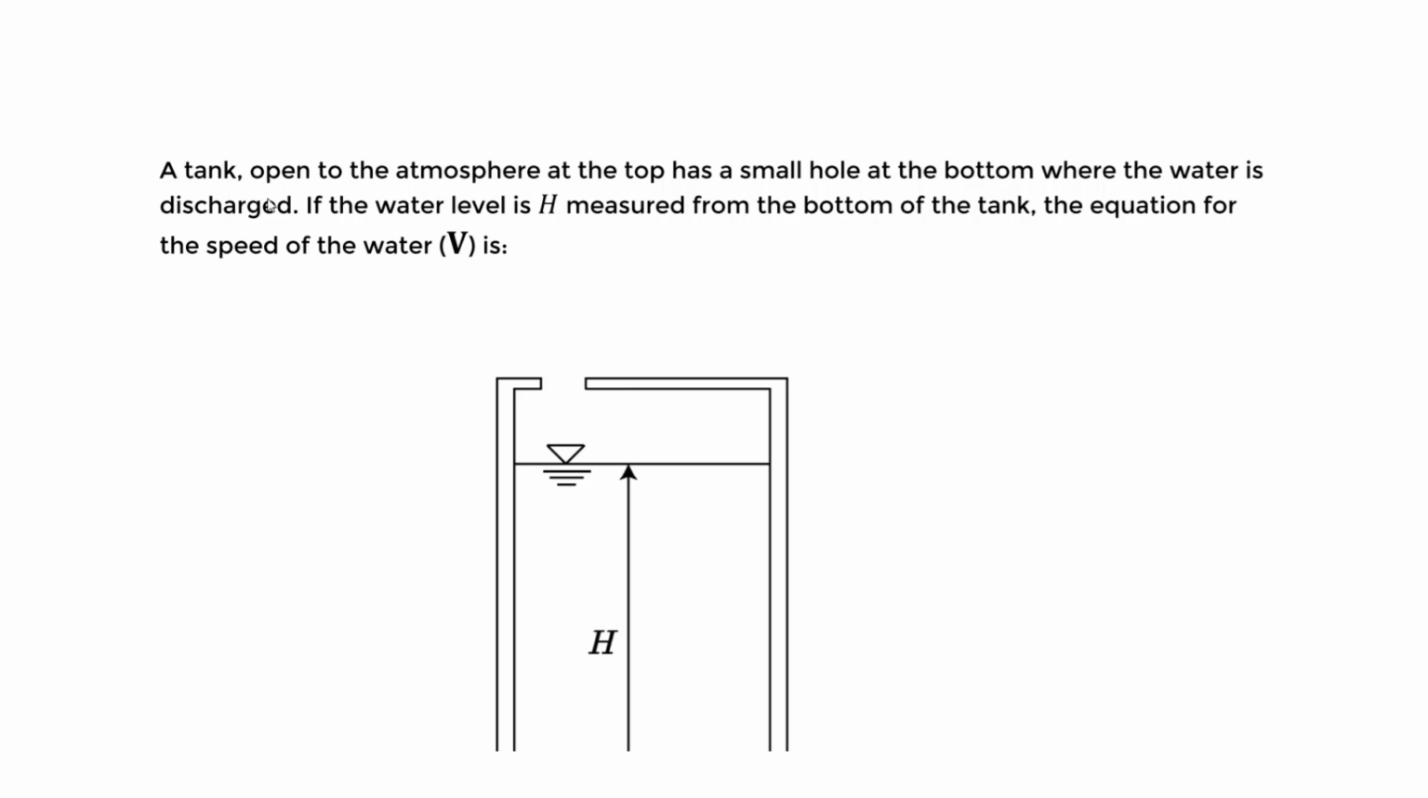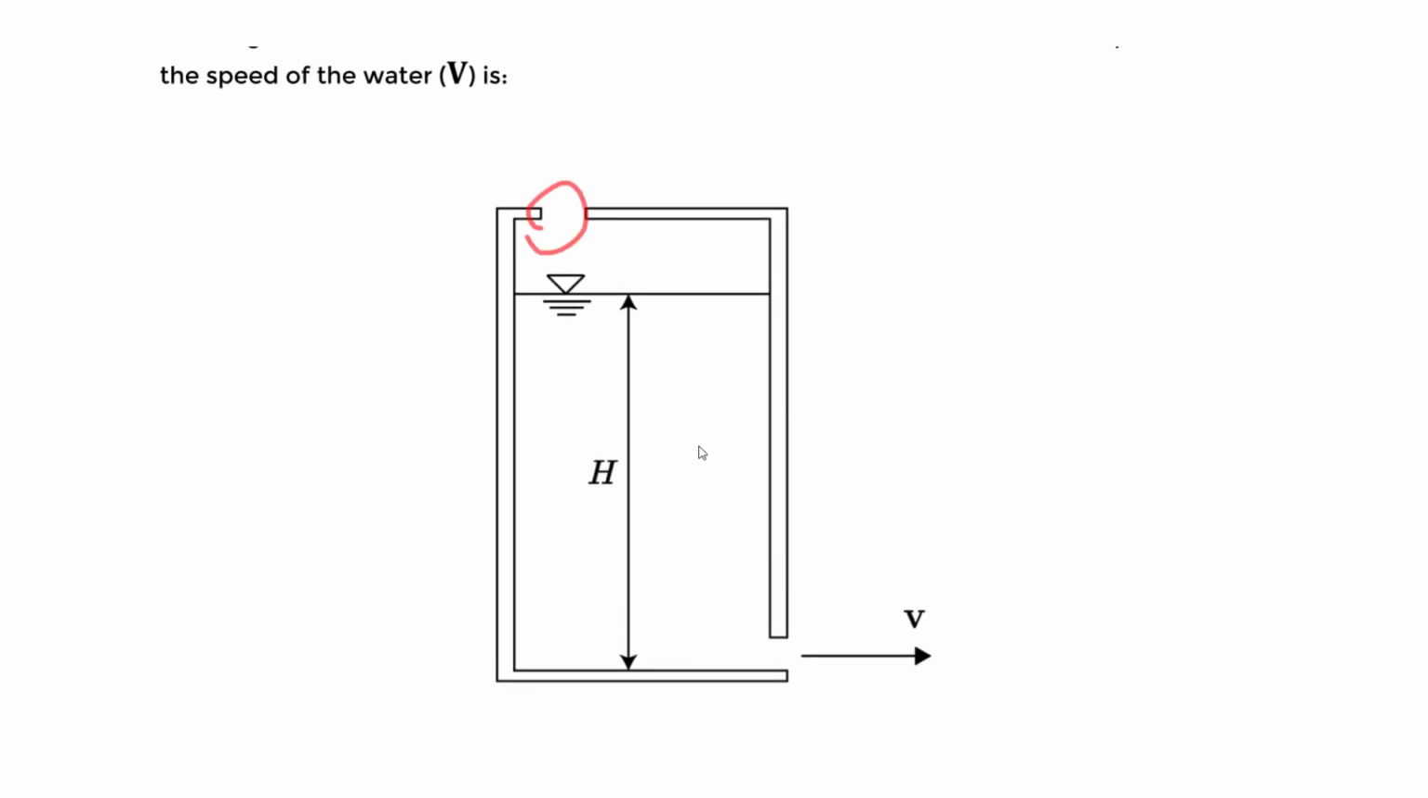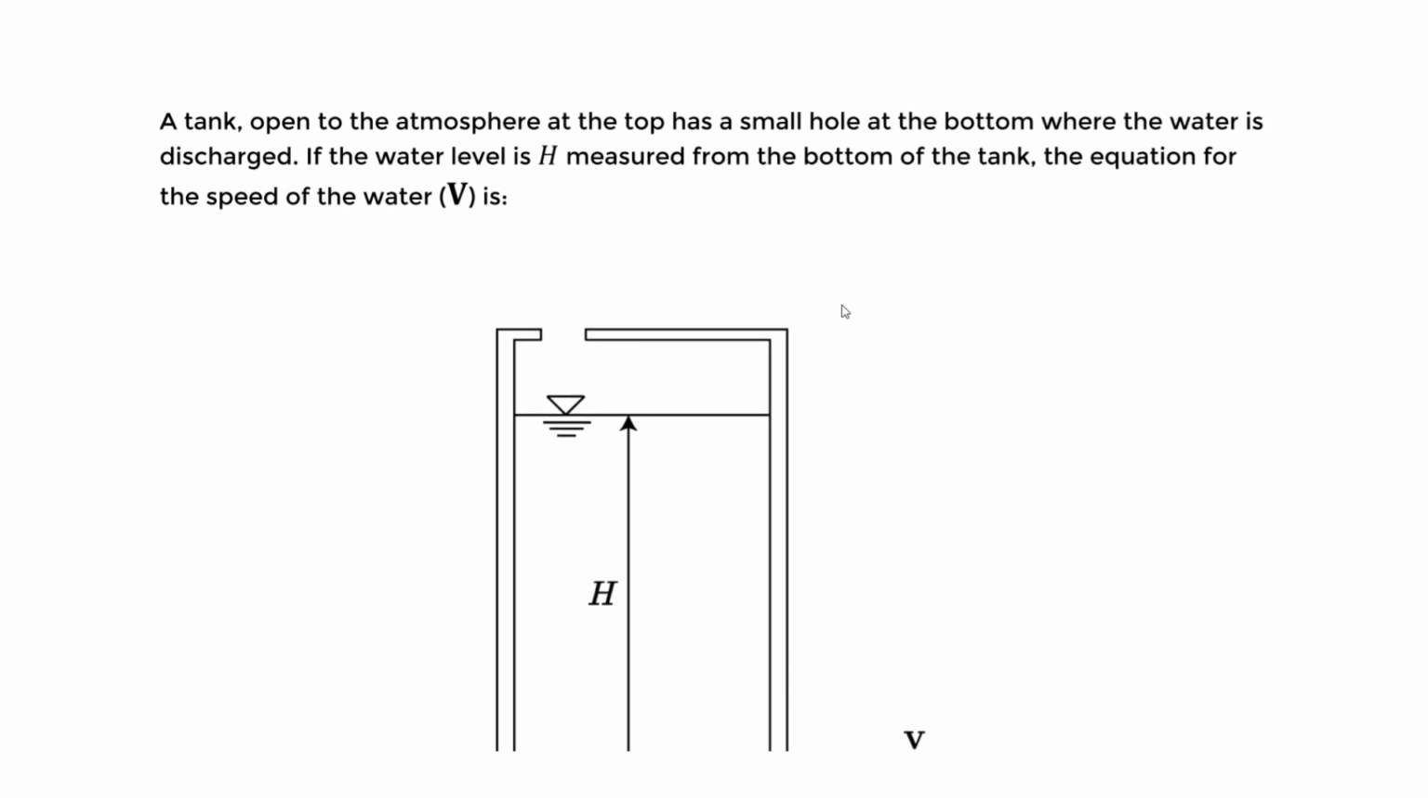We're told we have a tank open to the atmosphere at the top and it has a small hole at the bottom where water is discharged. So we have this tank, it's open to the atmosphere, and it has a hole at the bottom where water comes out at some velocity.